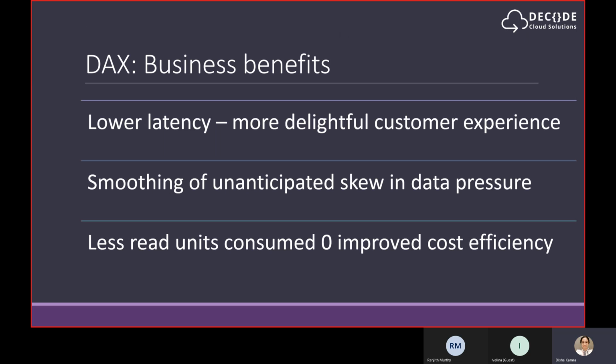So, to summarize, for a read-heavy workload which tolerates eventual consistency, you should consider the potential benefits of DAX. And what are they? Lower latency, which gives a good and more delightful customer experience. Then smoothing of unanticipated skew in the data pressure, which is always one of the tensions for our customers. Then fewer read units consumed, which improves cost efficiency.